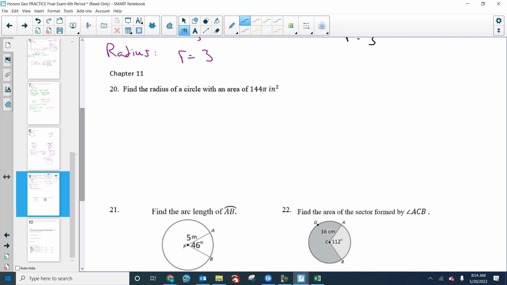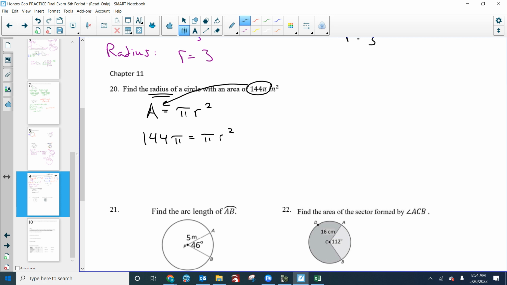All right, what is the area formula for a circle? Pi r squared. They asked us for the radius. They told us the area is 144 pi. Don't let pi bother you. Pi is just a number.